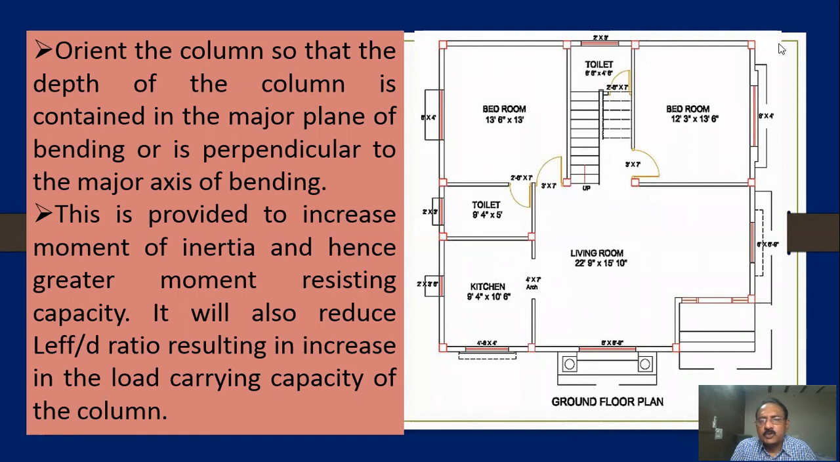Suppose you can take these two columns only and avoid these two columns. But what will happen? The load and moment will be more in the edge columns, and the region is very lengthy. You have to design for biaxial bending moment, you will need more steel, and you need skilled labor. So as far as possible, plan like this.